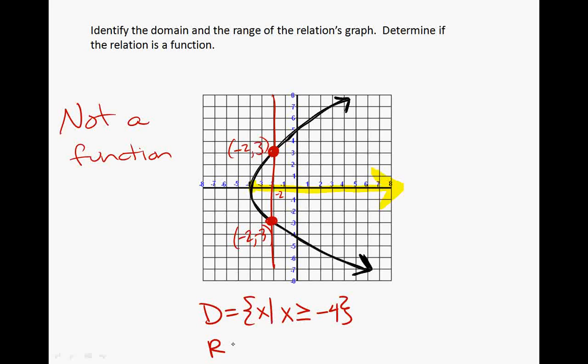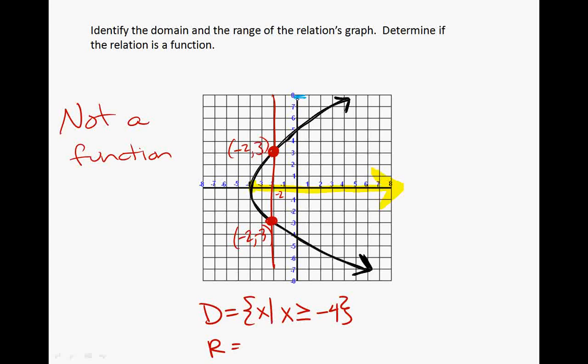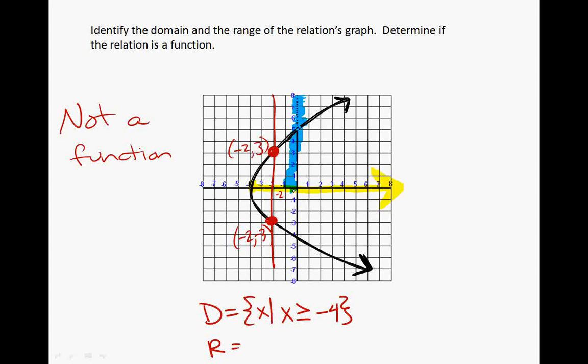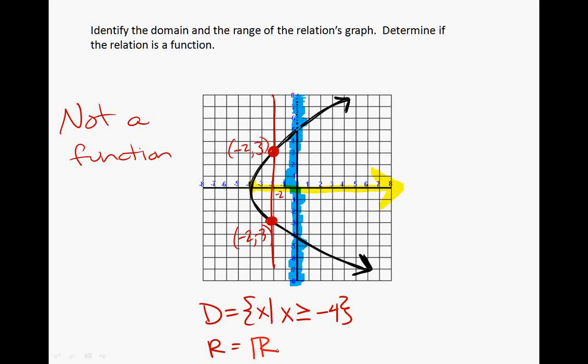Let's look at the range. The range is the set of y values. So compare the graph to the y-axis. If you were to compress the graph on the y-axis, that would touch every single y value. It would continue infinitely in the positive direction and infinitely in the negative direction. So what I'm going to do is I'm going to say that range can be any real number, or the set of real numbers.